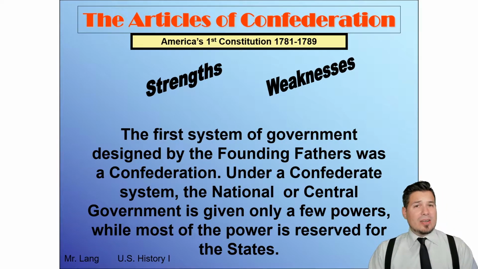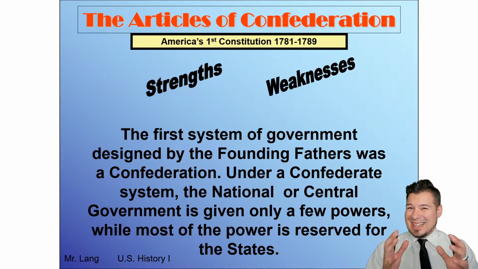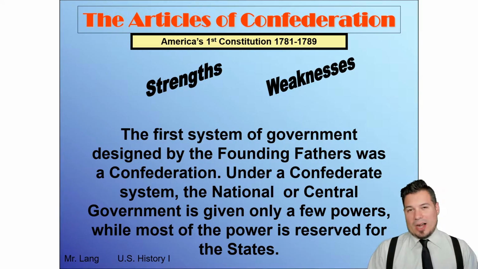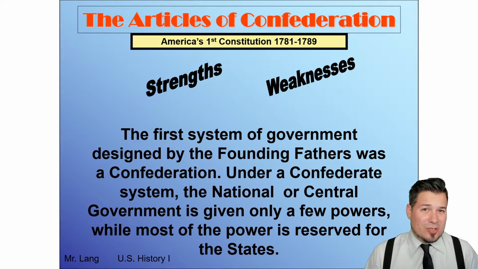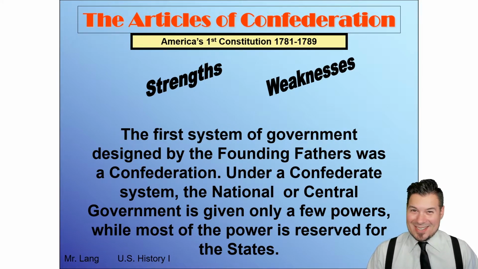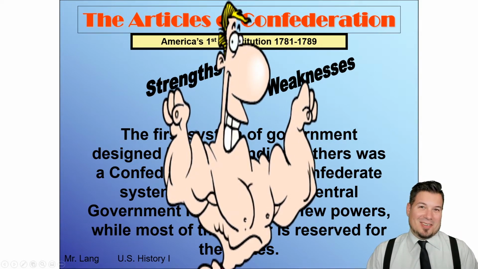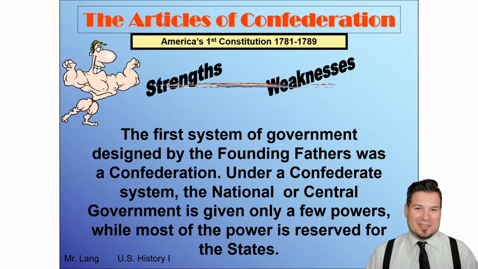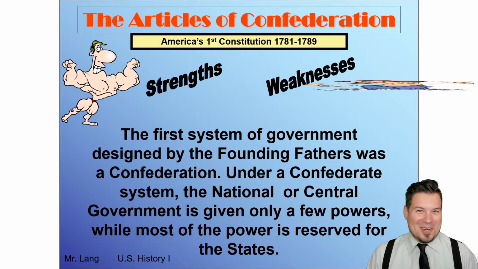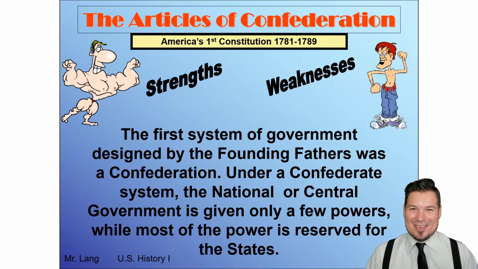So, in reality, we see that the states have the most power, and the federal government has the least amount of power, only granted a few. But we're going to see that's going to bring up a lot of issues here in what we call the United States of America, as they weren't really united at all. So today we're going to talk about the strengths and the weaknesses of the Articles of Confederation.